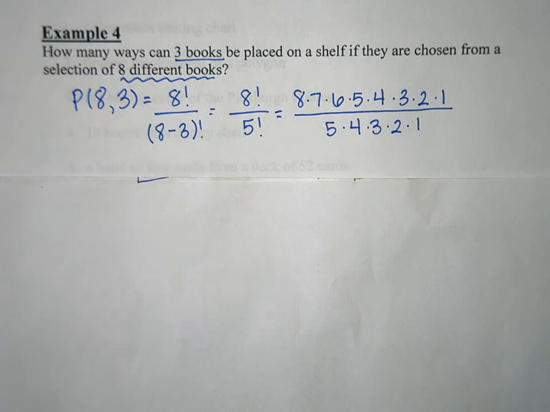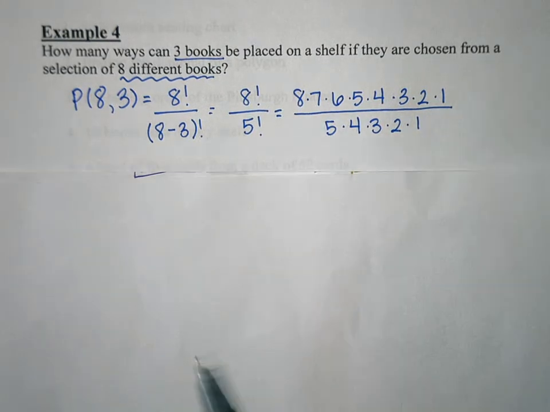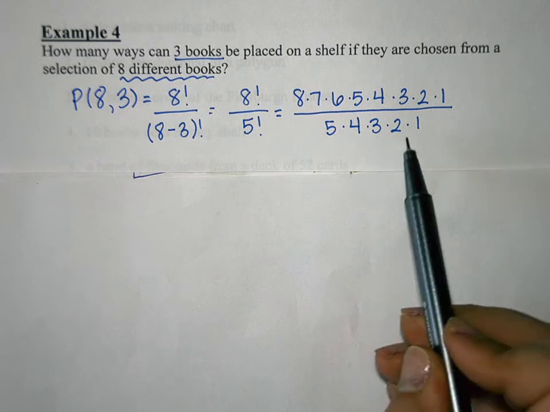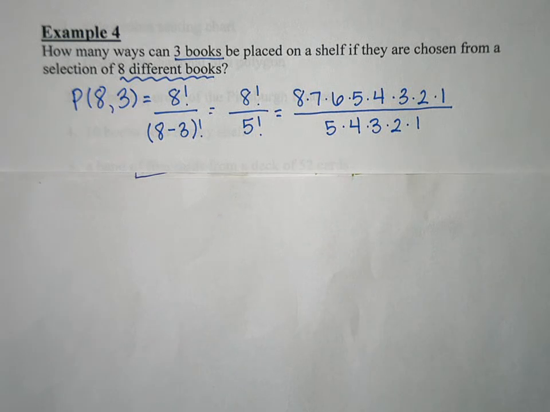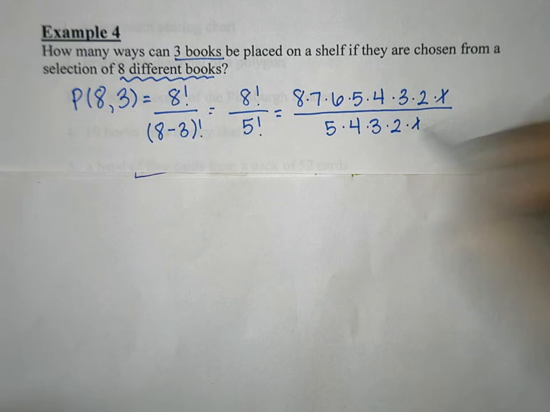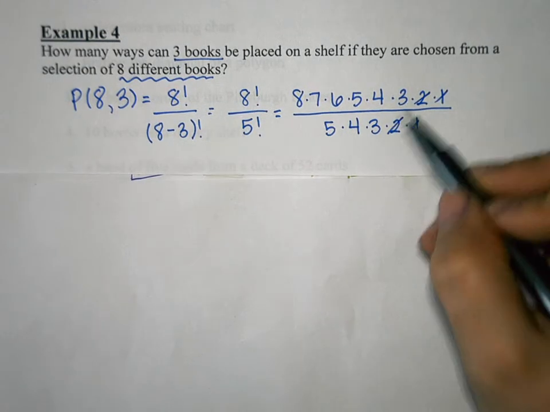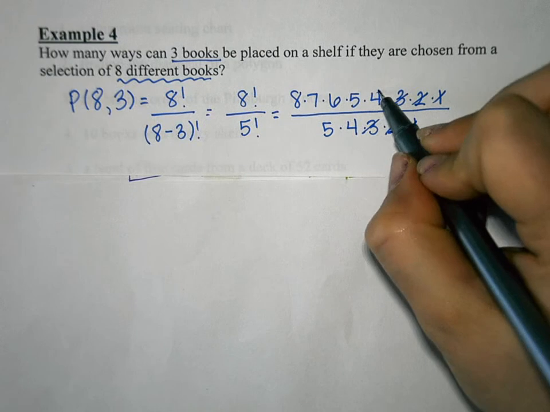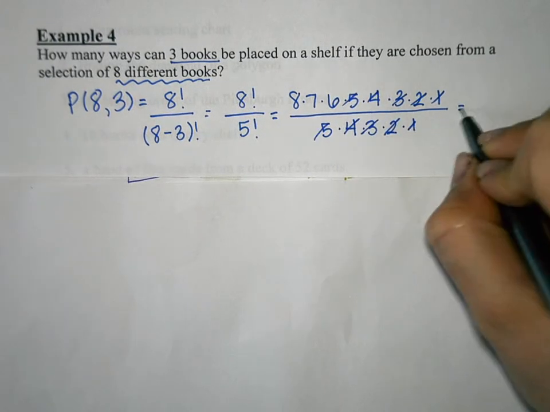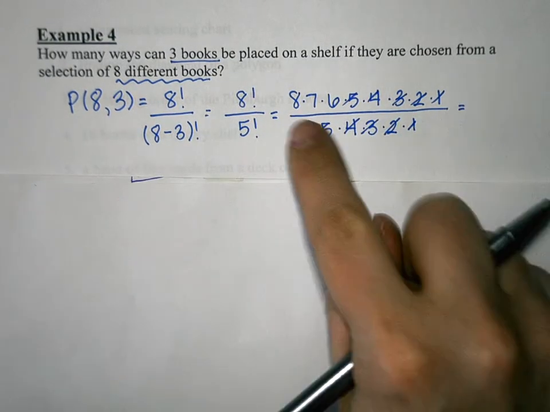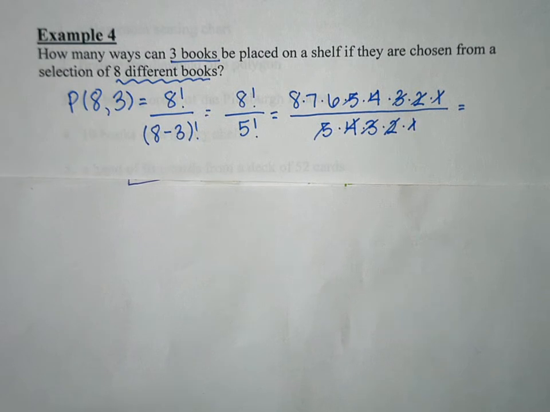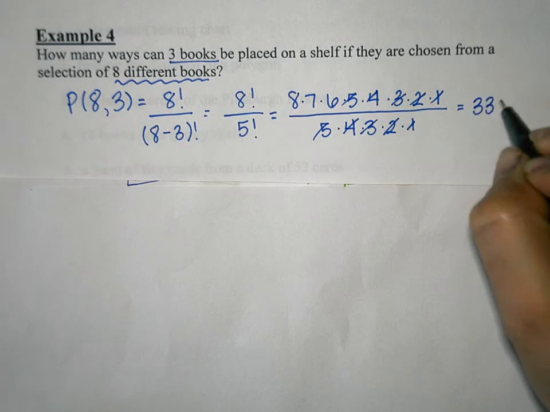Now, I would suggest that instead of multiplying all of this out and then multiplying all of that out and dividing, that we reduce here while we can. So if you notice, I have 1's that reduce. I also have 2's that reduce. 3 and 3 reduces, 4 and 4, and 5 and 5. So I'm actually going to be ending up with just 8 times 7 times 6, which comes out to 336.